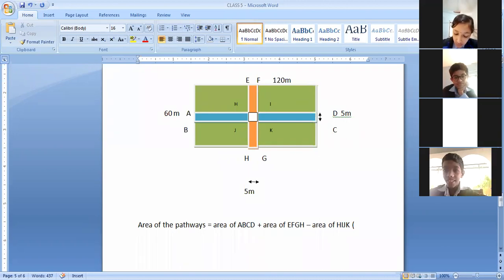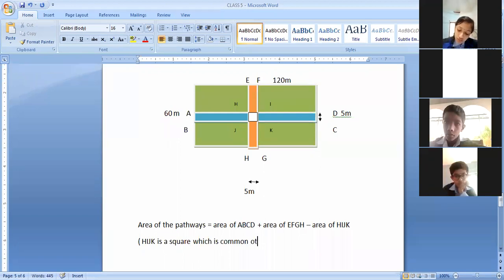Okay, here HIJK is a square which is common to both pathways, right? HIJK is a square which is common to both pathways. So it comes common in both.